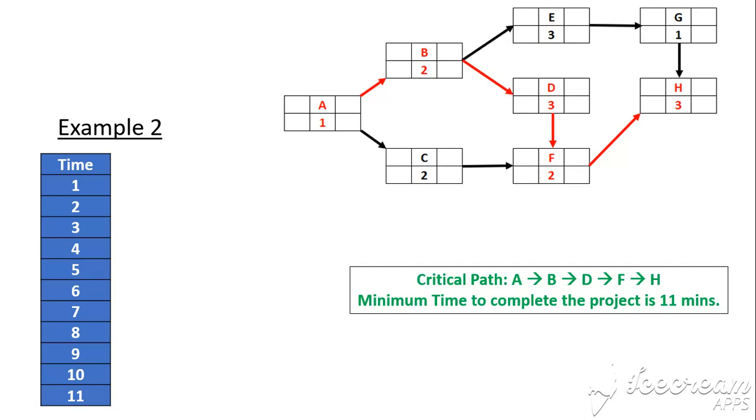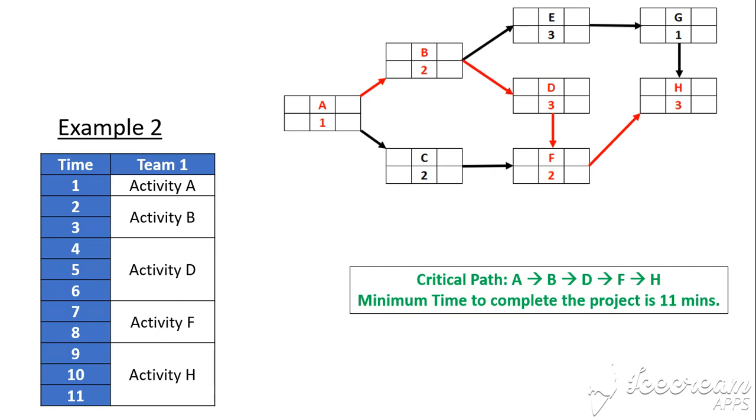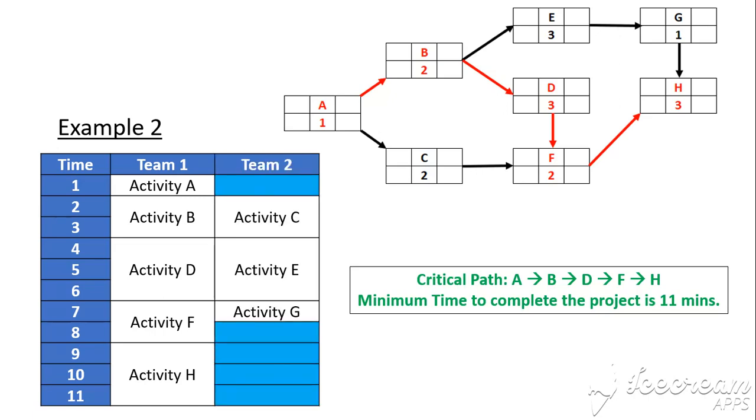We're going to show you more detail later on, but here's our 11 minutes, and here's our critical path. That's going to be completed by what we're going to call team 1, a team of workers or people. And you can see activity A takes 1 minute, B takes 2, D takes 3, F takes 2, and H takes 3. Now, while team 1 are doing the critical path activities, we could have a second team working on the other activities, working on things like activity C while activity B's been done, and activity E could be done while activity D's been done. And we can complete those so they are ready to go at each step of the way.